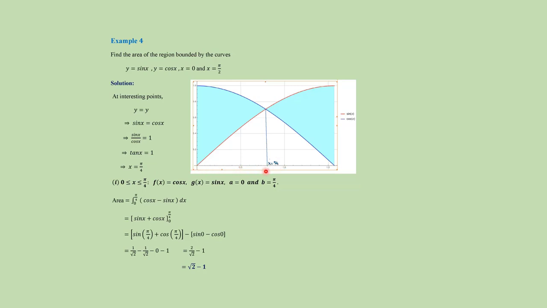Now from 0 to pi over 4, the function cosine x is bigger than sin x. So f of x would be cosine x and g of x would be sin x. Lower limit a is 0 and upper limit b is pi over 4. So if we apply the formula and evaluate, you will get the area as square root of 2 minus 1. So this one is the area of this part, only this part.